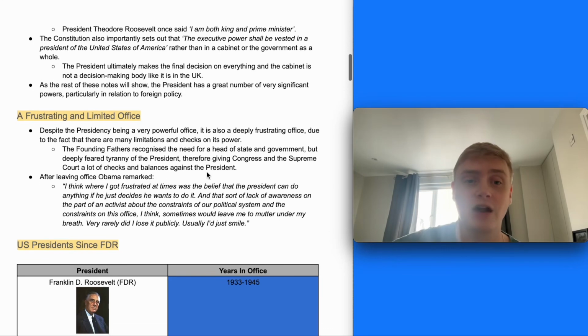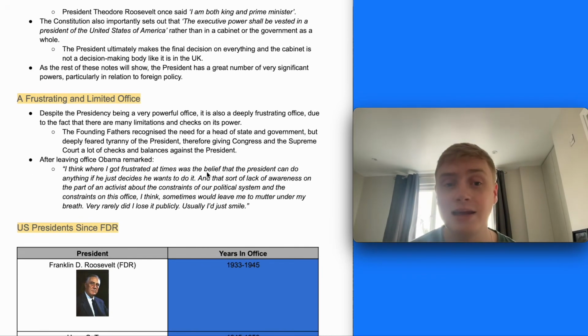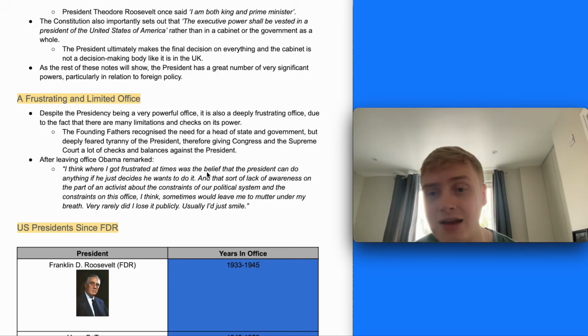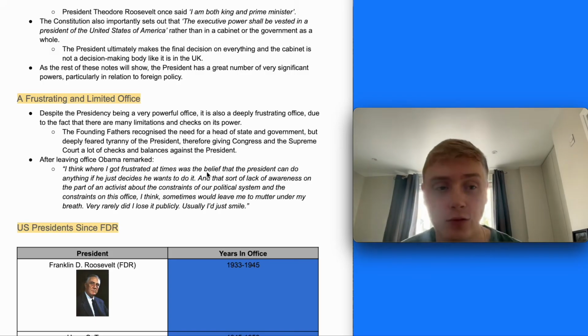Despite the presidency being a very powerful office, however, it's also a deeply frustrating office, due to the fact there are many limitations and checks on its power. And this was specifically designed by the founding fathers. They recognised the need for a head of state and government, and for that head of state and government to have significant power, but they deeply feared the president becoming tyrannical, and therefore gave Congress and the Supreme Court a lot of checks and balances against the president to prevent them becoming too powerful.